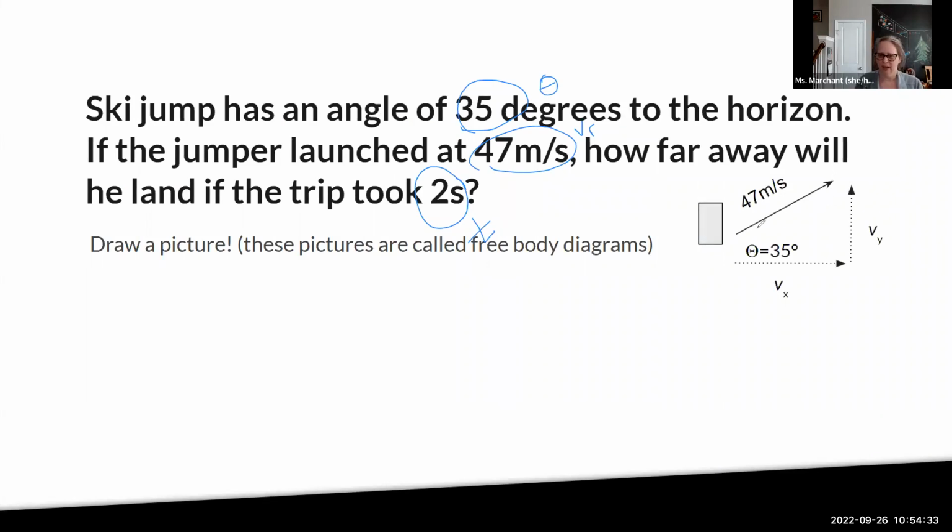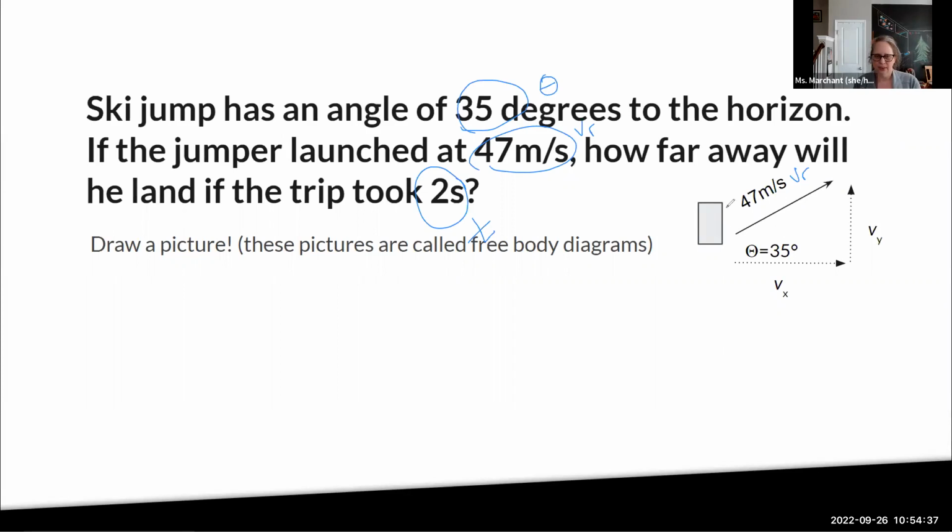Get in the habit of drawing a picture. 47 is on my resultant side, and my theta is down here at that acute angle closest to where the ski jumper started. And again, just start using boxes for those, because that's going to help you out later on. How far away did he land? I want to know this distance in the x, which is my range.